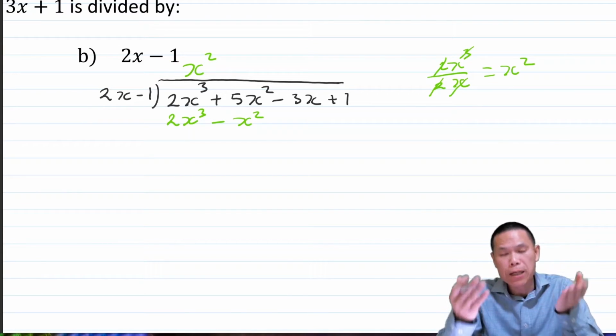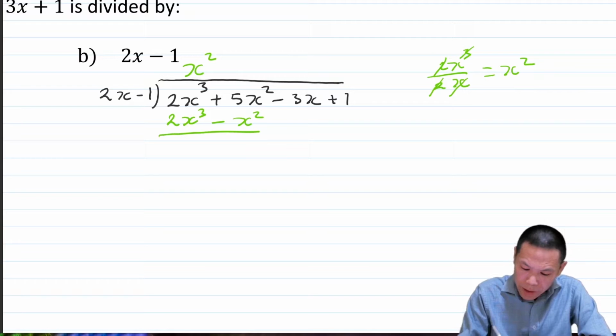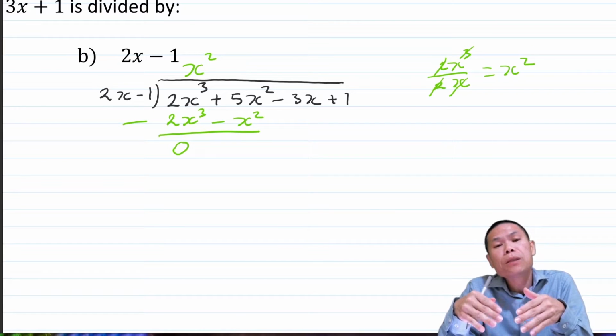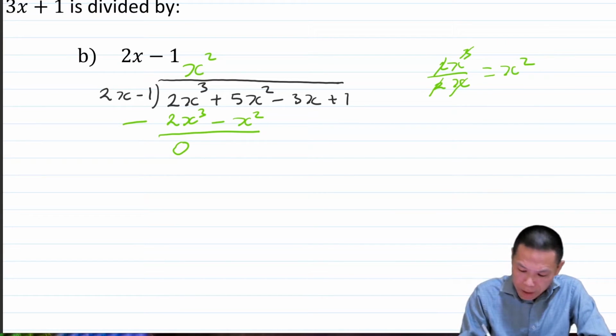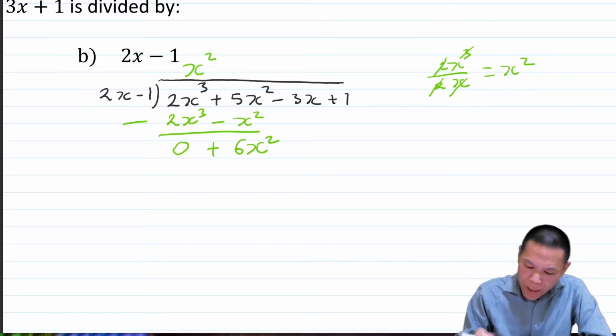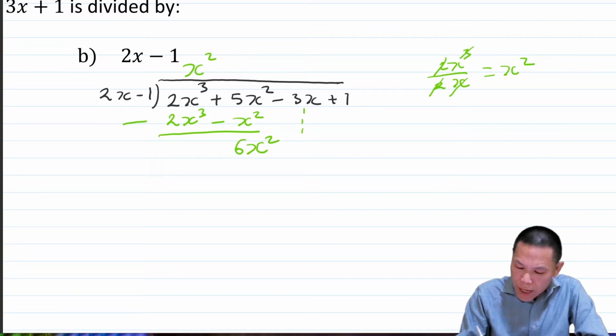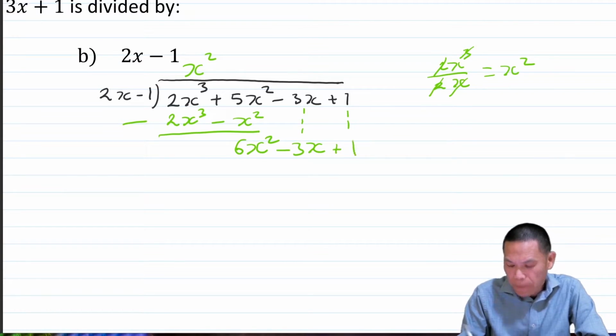Now I just minus it. So that gives me 0. And 5x squared minus negative x squared becomes 6x squared. So plus 6x squared. Or I can just clear this out. And this negative 3x, I write this down. And 1, I just write this down.